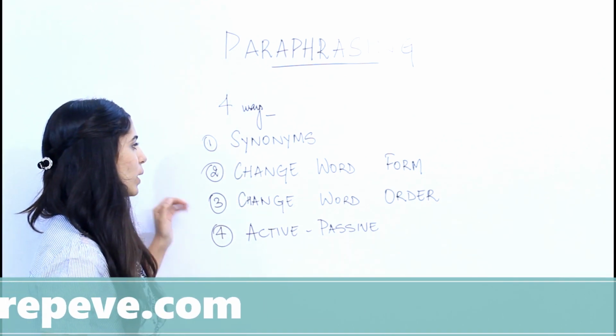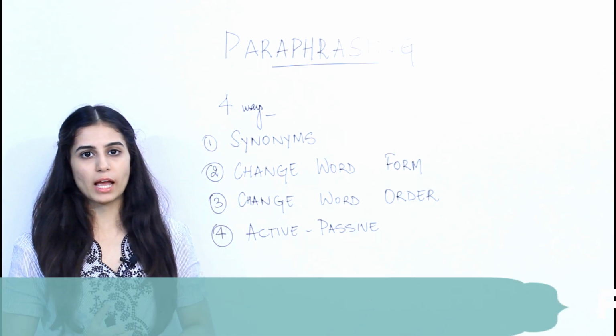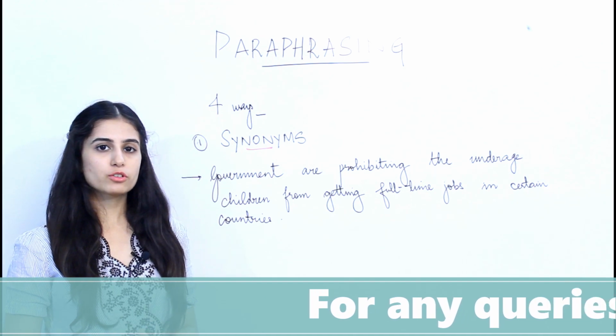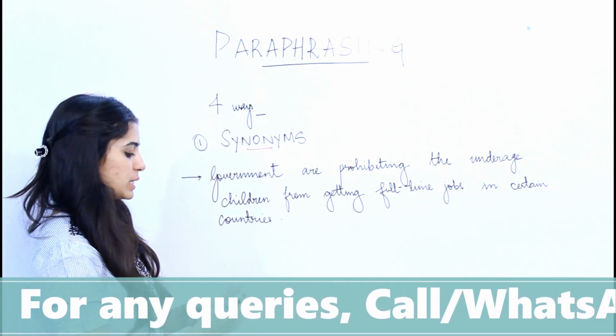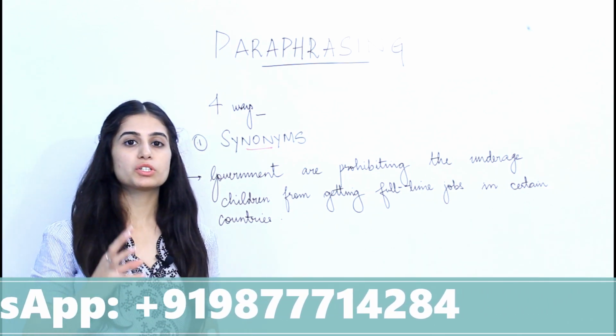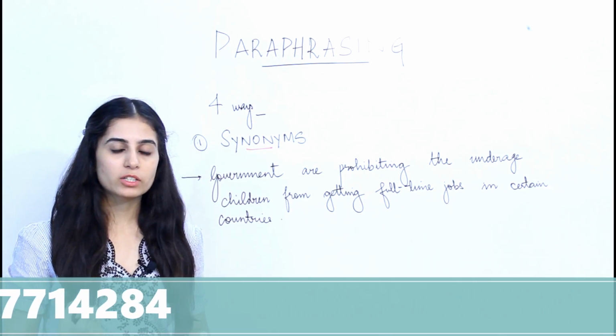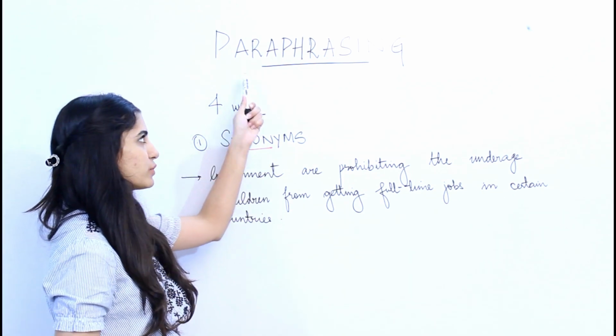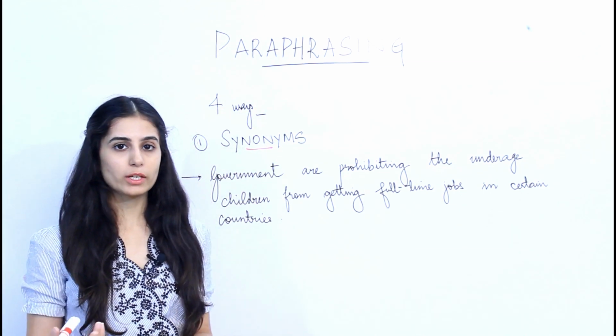So let's take one example each and understand it. So this is your question. First of all, what you have to do is underline the keywords. So that's step 1. This is also the strategy of understanding the question. So we are not only dealing with paraphrasing, but how you can understand the question.